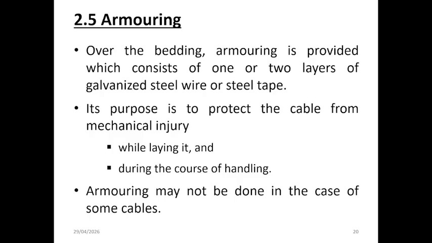Okay, this slide describes the armoring layer in underground cables. Armoring consists of one or two layers of galvanized steel wire or steel tape placed over the bedding. Its main function is to protect the cable from mechanical damage during installation and handling. In some cases, armoring may be omitted depending on the cable type and applications.